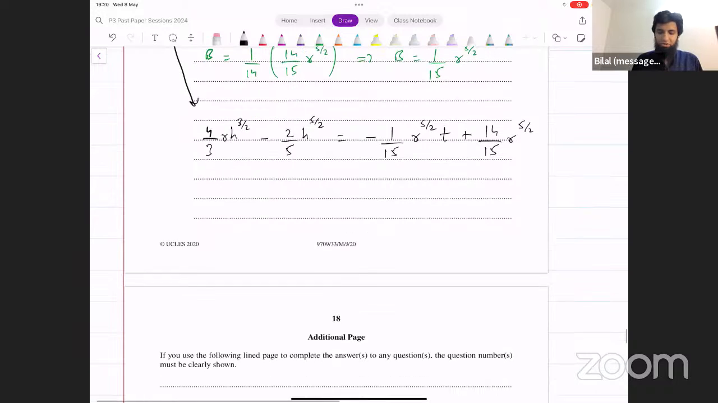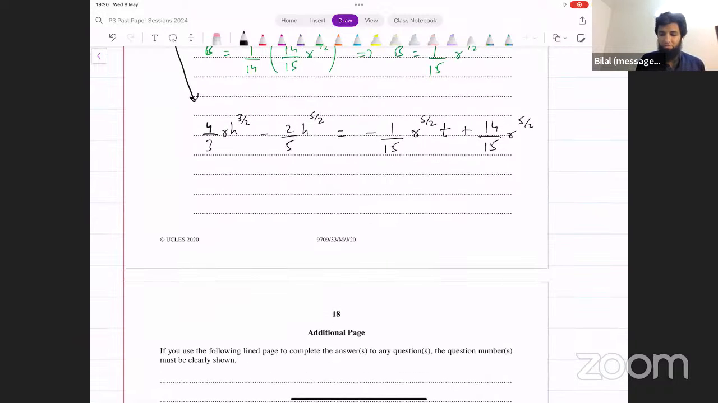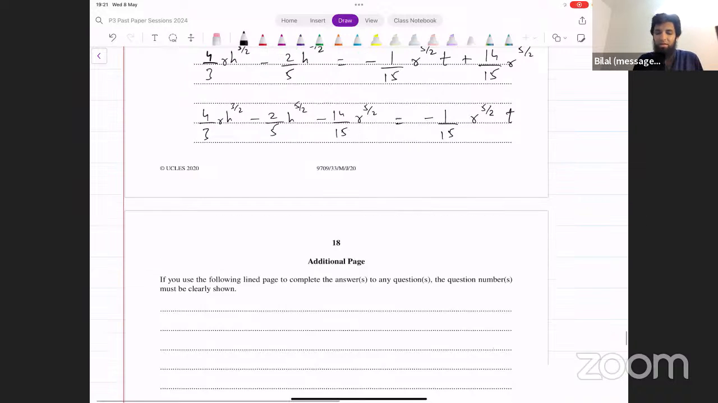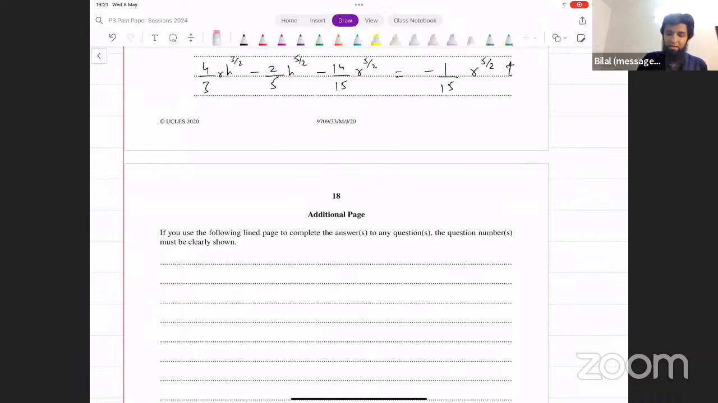t the subject now. So take all terms to one side. Apart from t, it becomes 4/3 r h raised to power 3/2 minus 2/5 h raised to power 5/2 minus 14/15 r raised to power 5/2. On the other side, you have minus 1/15 r raised to power 5/2 times t. Just multiply this whole thing on the other side, and that will give you t equal to, I'm multiplying 15 on the other side, and r will go to the other side.